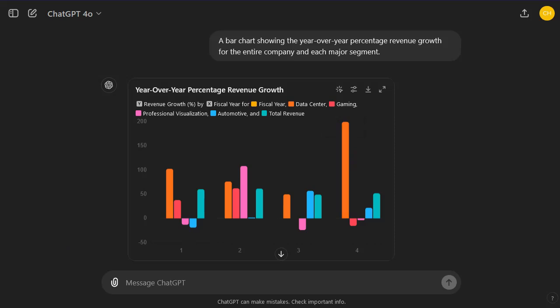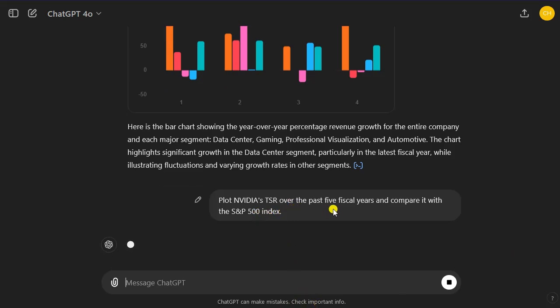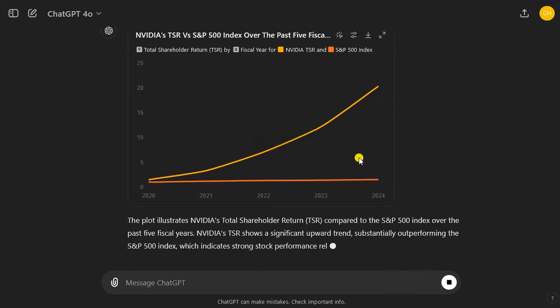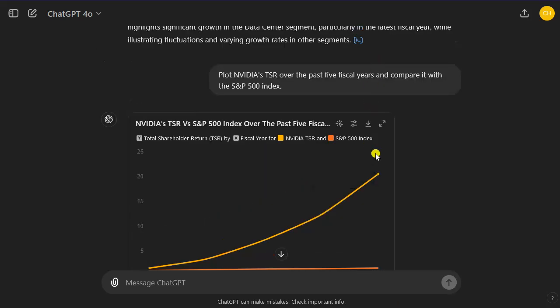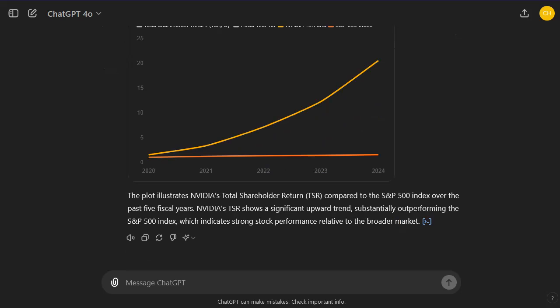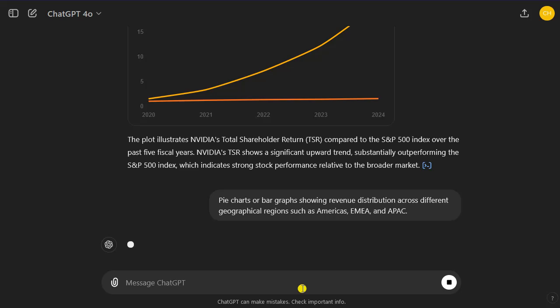Good. Let's have a look at another question: plot NVIDIA's TSR over the past 5 fiscal years and compare it with the S&P 500 index. TSR is total shareholder return. So if you want to check out the total shareholder return of NVIDIA stockholders, you could be interested in something like this. And you see in yellow we have the TSR of NVIDIA, which has simply smoked the S&P 500 TSR, which was 1.65 compared to 20.56. So this is really insane, right? Of course, the question would be now to find out if it can continue.